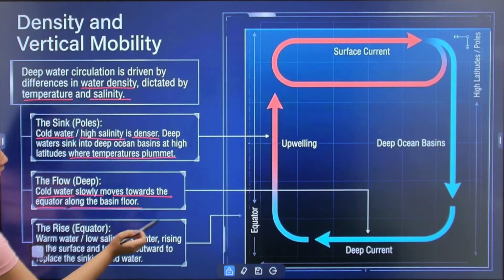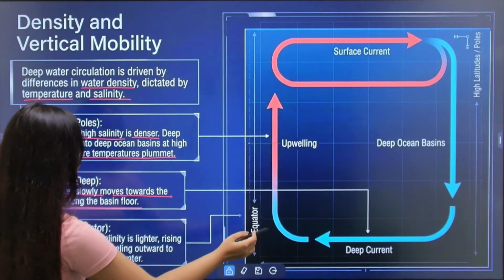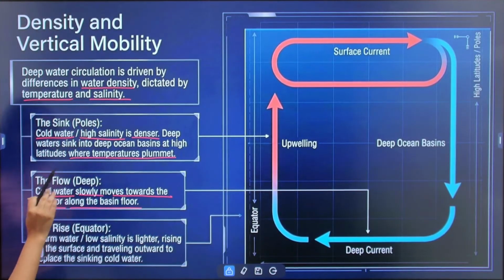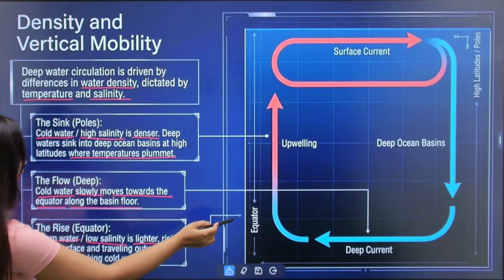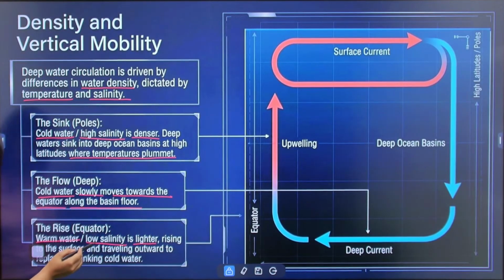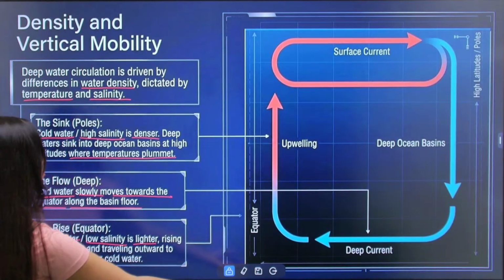Then the water starts rising. Where does it happen? The rising happens at the equator. The warm water or low salinity water is lighter. We have studied this. High temperature, low salinity water is lighter, so it rises. When it reaches the equator, salinity becomes low and water becomes warmer because solar energy is higher at the equator. So it rises towards the surface.